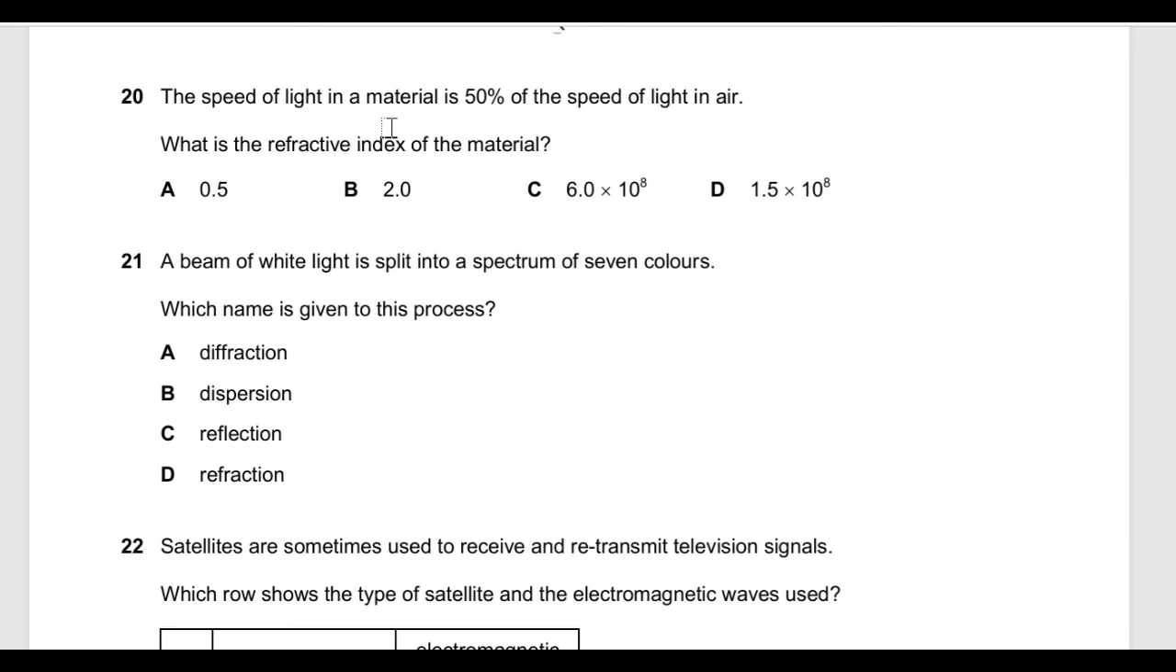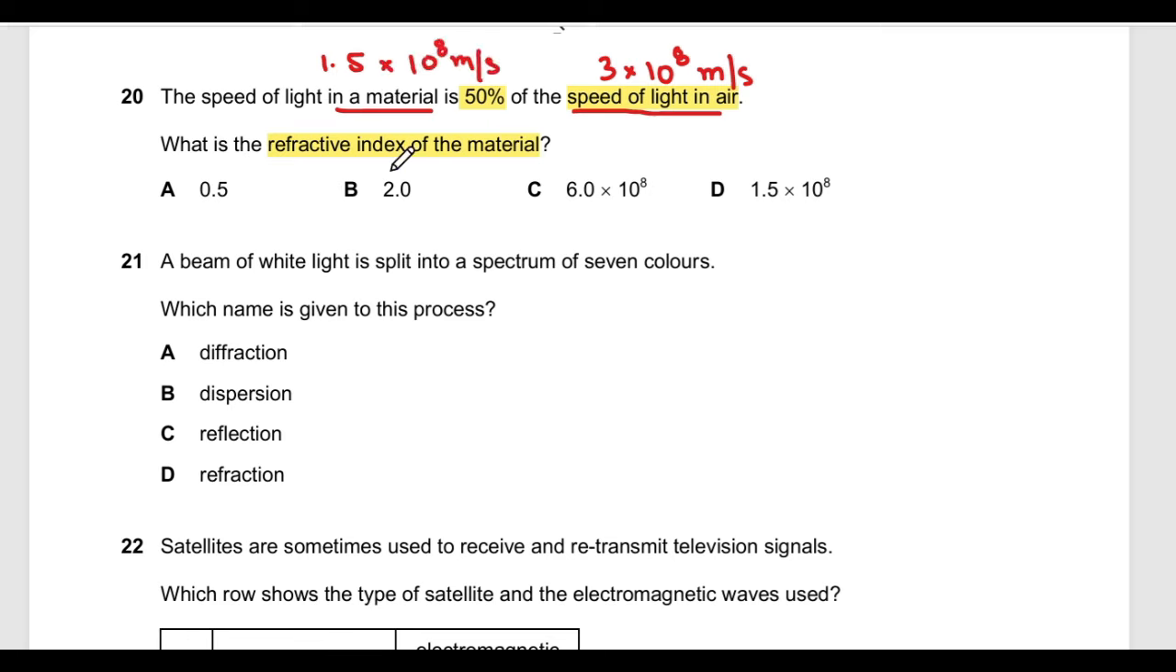Question 20 says the speed of light in a material is 50% of the speed of light in air. What is the refractive index of the material? Speed of light in air is 3 into 10 raised to power 8 meter per second, and speed of light in the material would be 50% of it, or we can say half of it, so it would be 1.5 into 10 raised to power 8 meter per second.